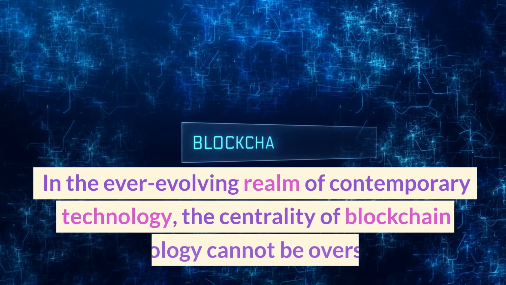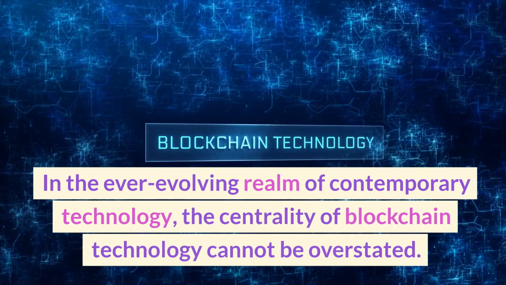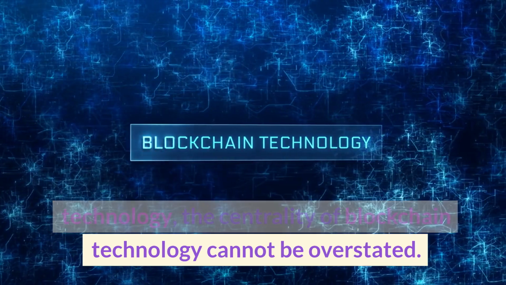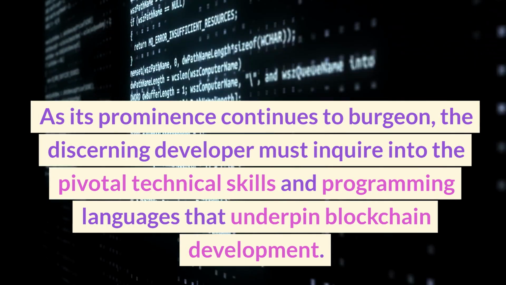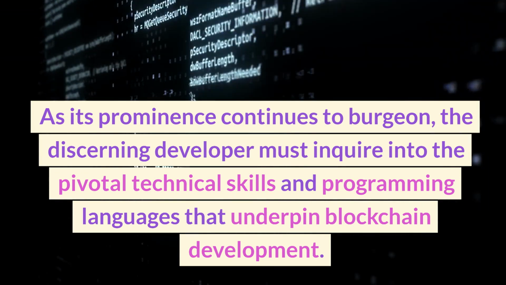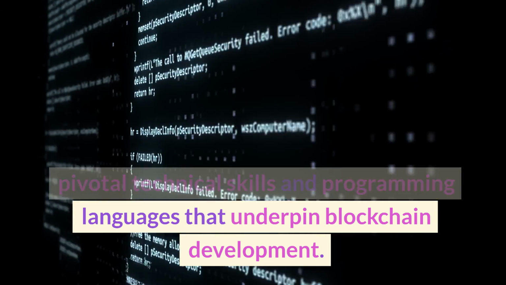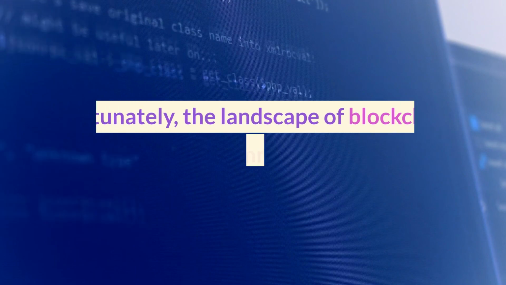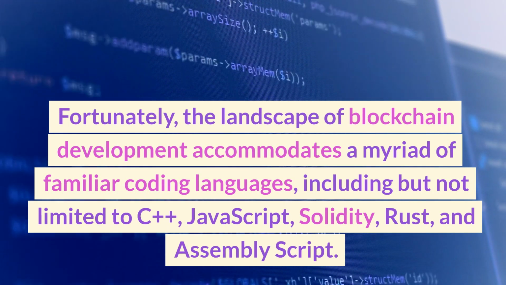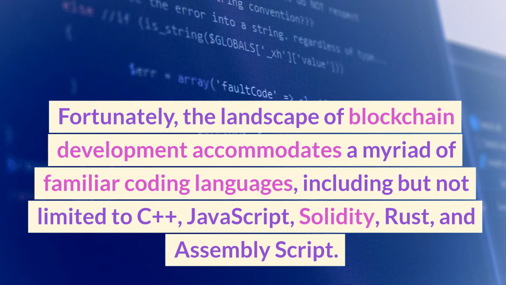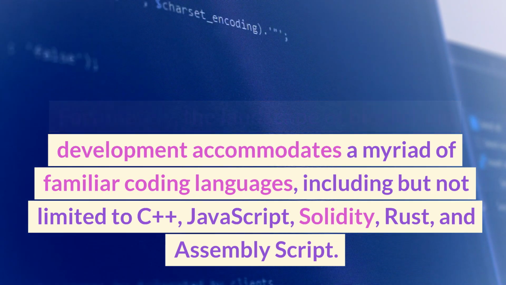In the ever-evolving realm of contemporary technology, the centrality of blockchain technology cannot be overstated. As its prominence continues to burgeon, the discerning developer must inquire into the pivotal technical skills and programming languages that underpin blockchain development. Fortunately, the landscape of blockchain development accommodates a myriad of familiar coding languages, including but not limited to C++, JavaScript, Solidity, Rust, and AssemblyScript.